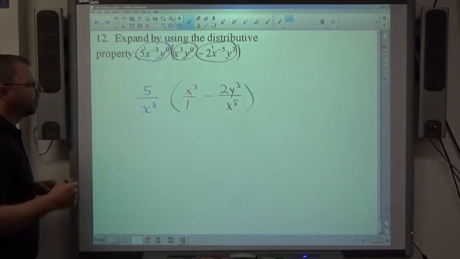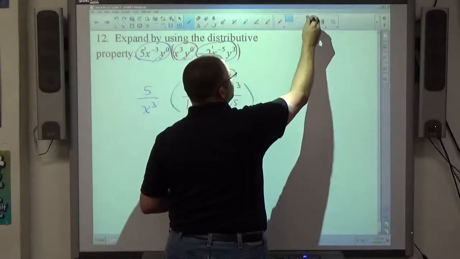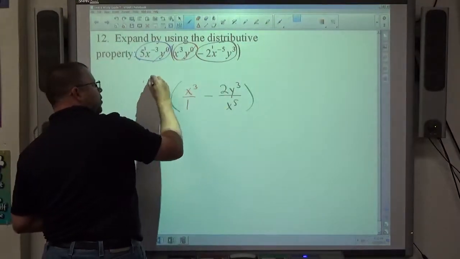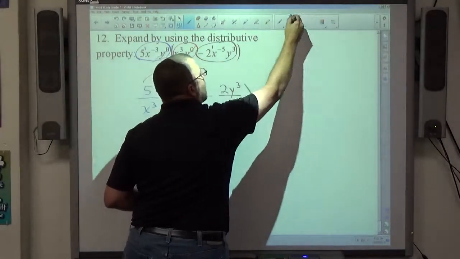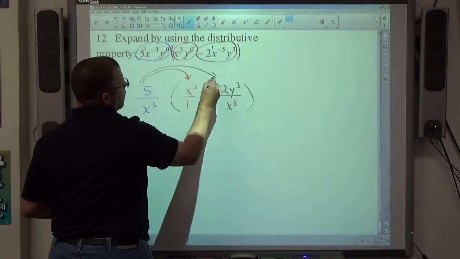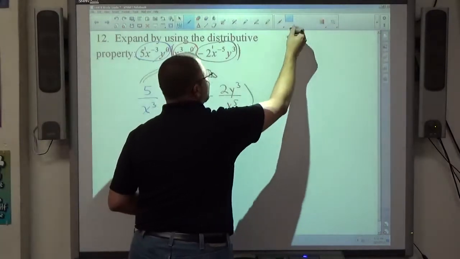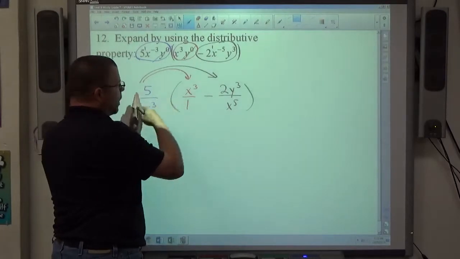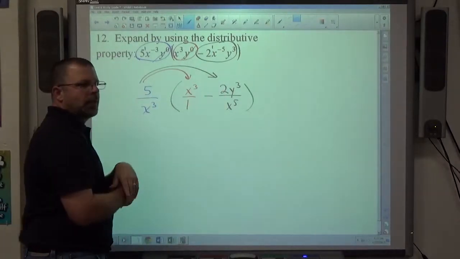So that's job 1, is to fix everything. Then you distribute. So I'm going to move 5 over x cubed times x cubed over 1. I'm going to do 5 over x cubed times negative 2y cubed over x to the 5th. Once again, when I distribute, I'm going to create a product here and a product there that's going to be either added or subtracted based on sign.